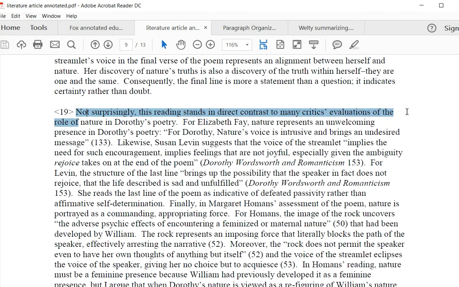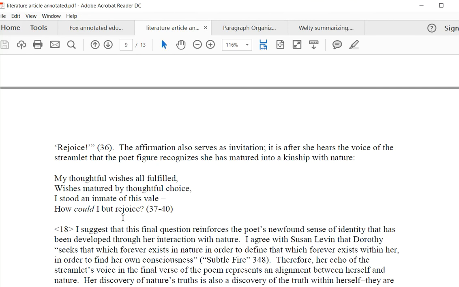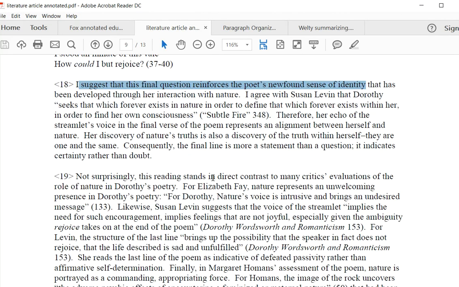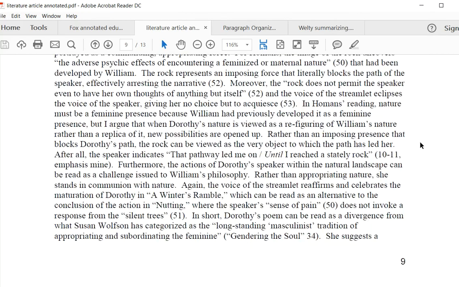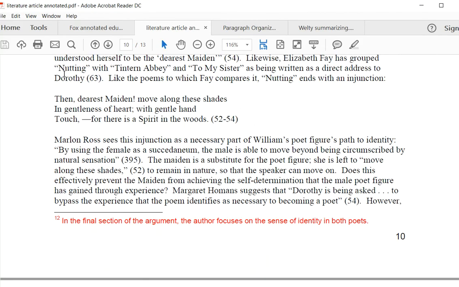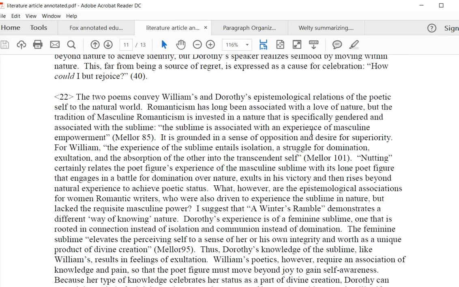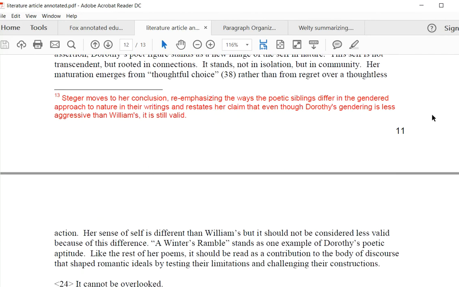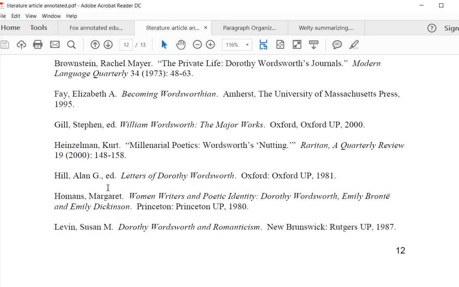This reading stands in contrast to many other critics. I suggest that this final question reinforces the poet's newfound sense of identity, and I'm leaving the examples alone because I wouldn't need those if I were doing a summary anyway. And finally, I get down to the end. I know it's coming up because she said finally, and here is her conclusion, right, where she's kind of re-emphasizing that these are the two poems that she reviewed and that they're related to the identity of the two siblings. And then we have her works cited.